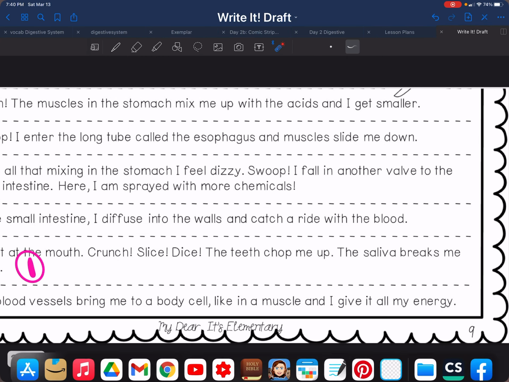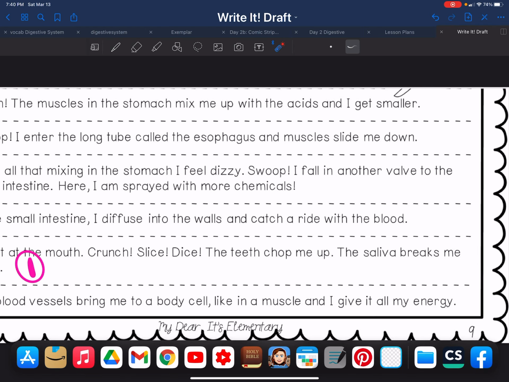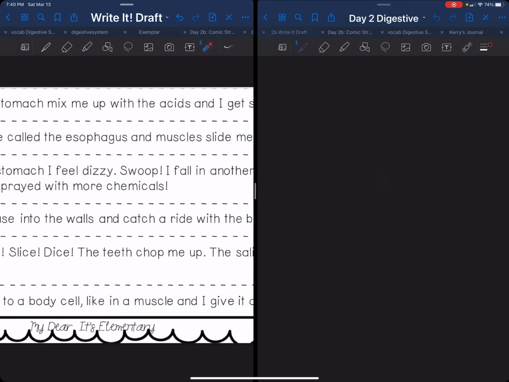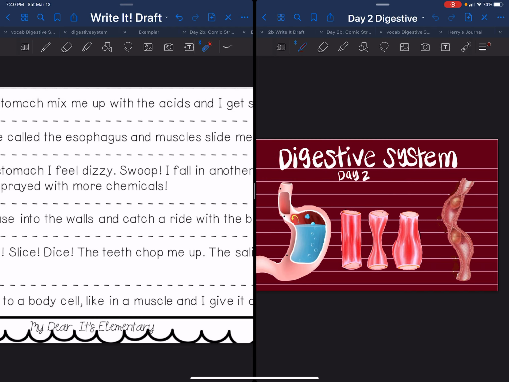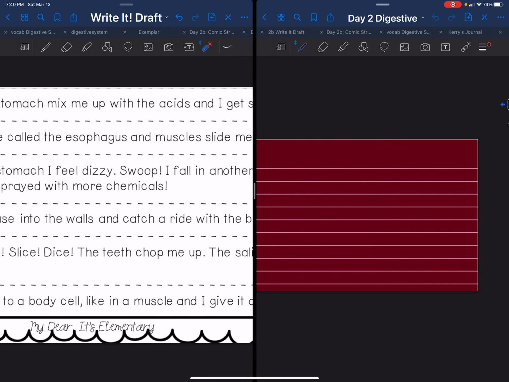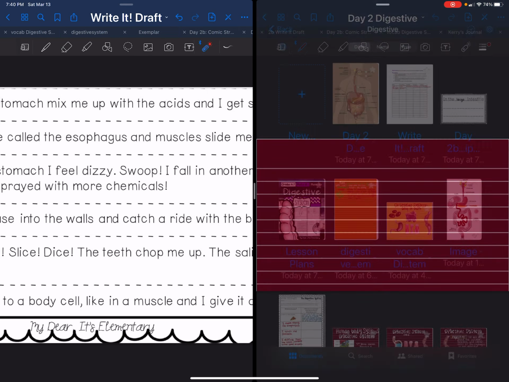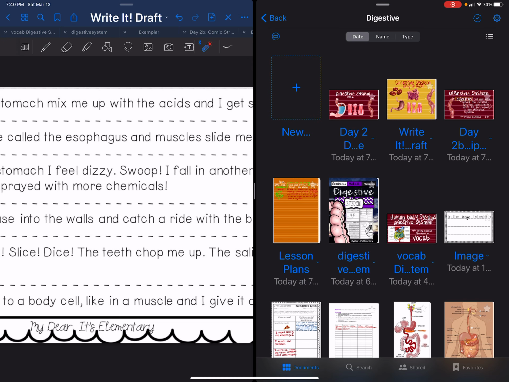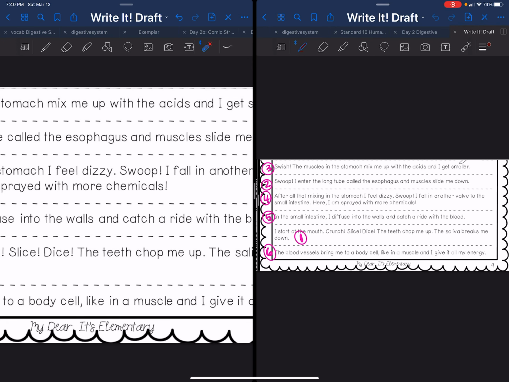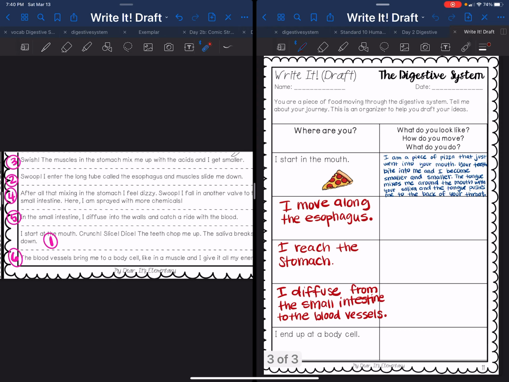Okay, so I'm going to split my screen now in two. And this is what you'll need to do on your Chromebook. I'll make that smaller. And here we go. So I already got this one started for you, okay? So let me find it, there it is. Okay, so you're moving through the digestive system. Tell me about your journey. This is an organizer to help you draft your ideas.